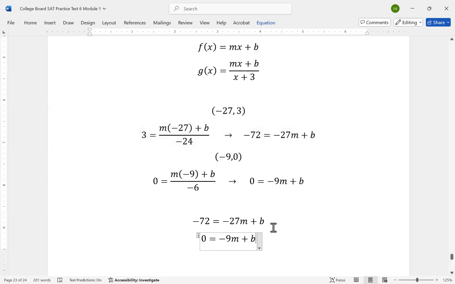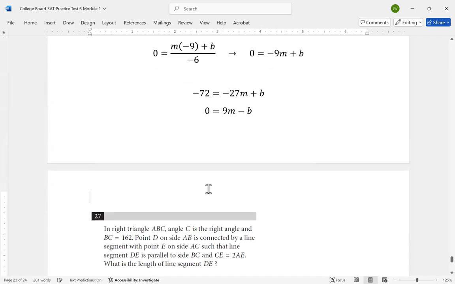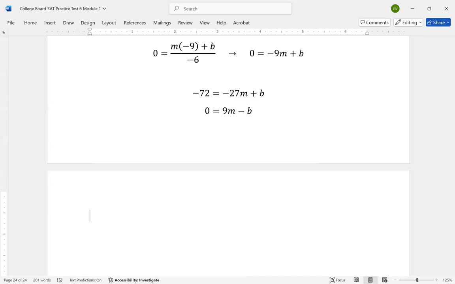Now I need to multiply either the top equation or the bottom equation by a negative 1 in order to make the b's cancel out when I combine the two equations. So I'm going to multiply the bottom equation by a negative 1. If I do that, I get 9m minus b. And then I can add these two equations up. When I add these two equations up, I end up with negative 72 is equal to negative 18 times m.